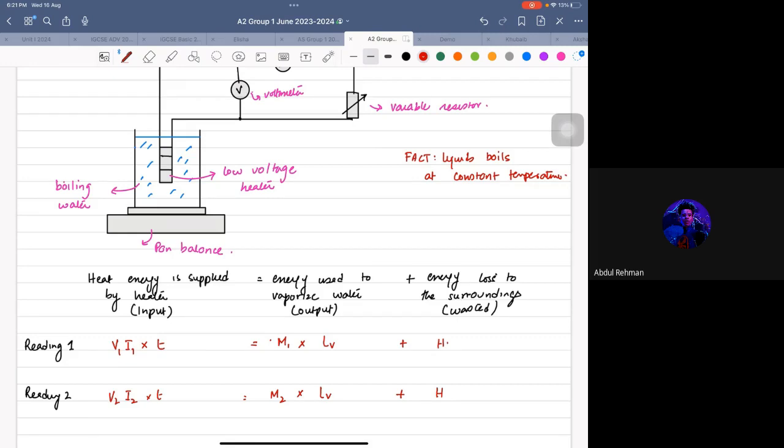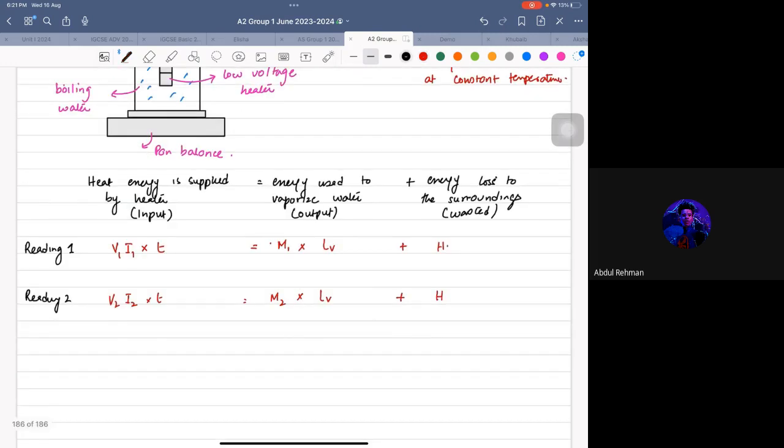When you have two sets of readings, you subtract these. When you subtract, it is going to be V1 I1 T minus V2 I2 T. This will give you M1 minus M2, the change in mass, times LV, and H minus H, which is 0. Is it clear, everyone?